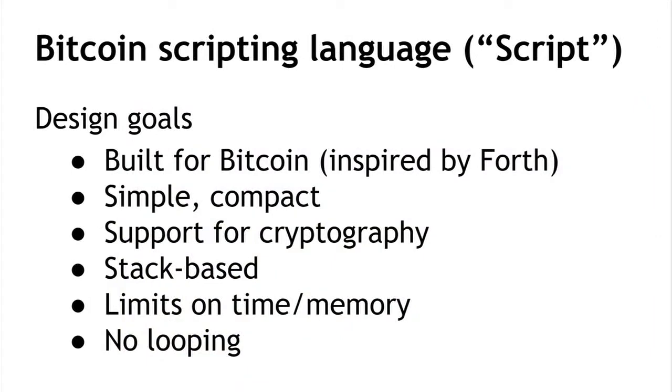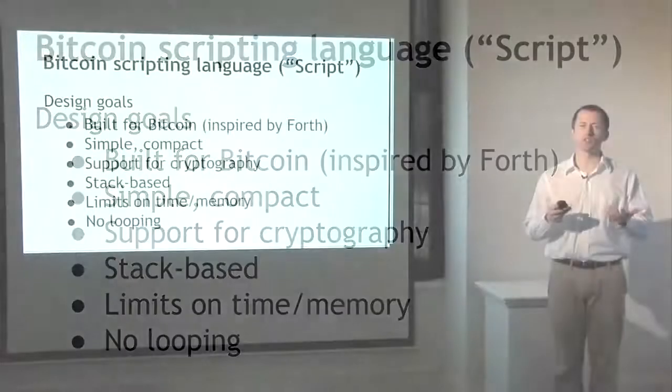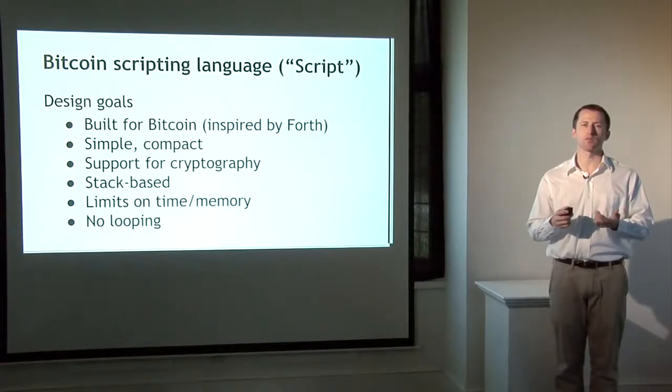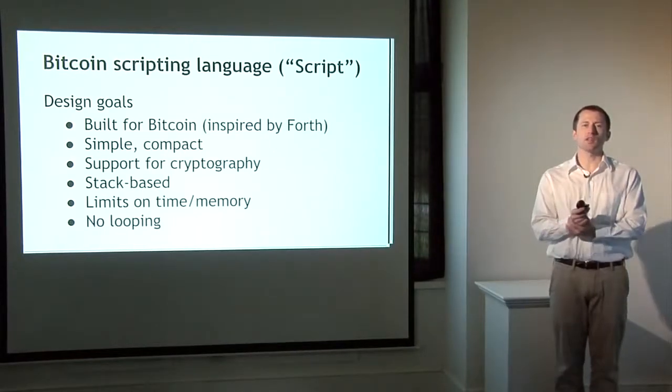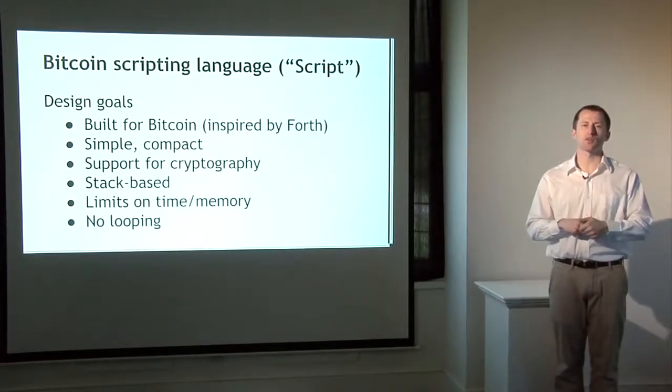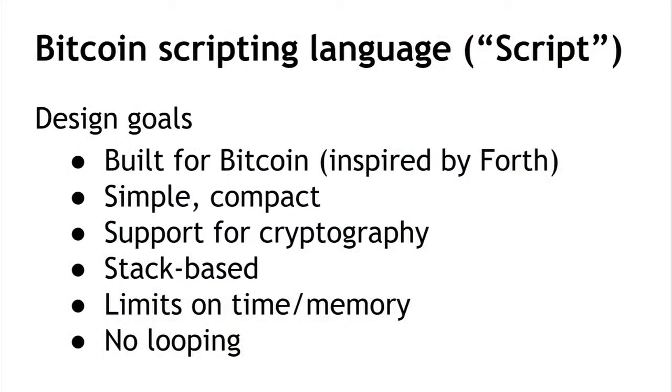So where did this scripting language come from? It doesn't really have a proper name. It's just called script, or the Bitcoin scripting language, and it was built specifically for Bitcoin. It was probably most inspired by a language called Forth, which is an old, simple, stack-based programming language. But you don't need to understand Forth to understand Bitcoin scripting. The key design properties were to have something quite simple and compact, yet with support for pretty sophisticated cryptography. So there are special-purpose instructions to compute hash functions and to compute and verify signatures.